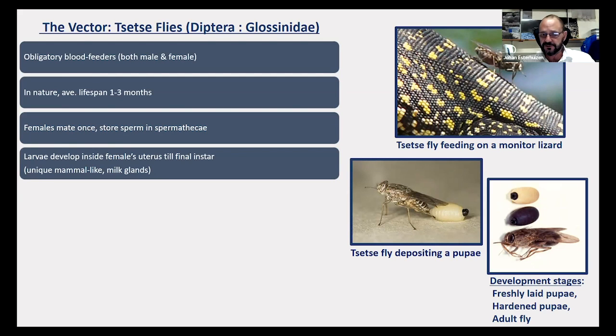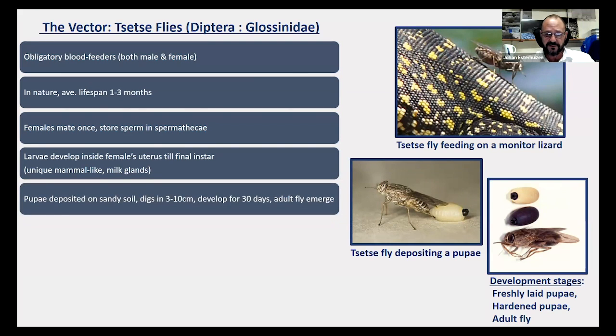And the larvae, as you can see in these pictures, that white larva, the young larva, is very full of fat, which is actually a type of milk gland which the female has, which nourishes the larva and gives it enough food or nourishment to survive. Once the larva or the pupa is deposited, it digs in with a wriggly action. It digs into the soil about 3 to 10 centimeters below the surface, and it takes about 30 days of development, depending on temperature, and then the adult fly emerges.